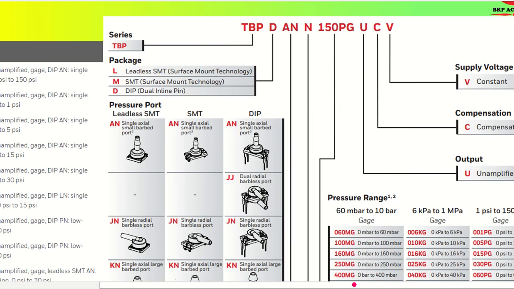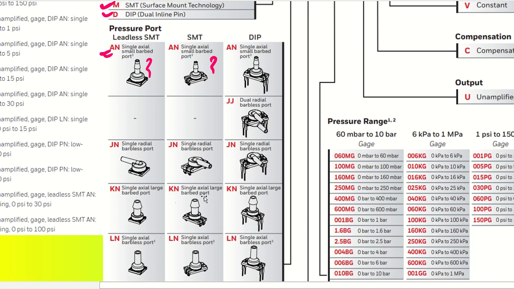Okay, so you can see TBP series. The first three characters tell you TBP series. The next character is D, M or L. L is leadless, D is deep, and M is SMT package. Then AN is actually barbed type, so AN means it has a barbed type like this. If it is barbless type, then it will have LN. So LN is barbless type.